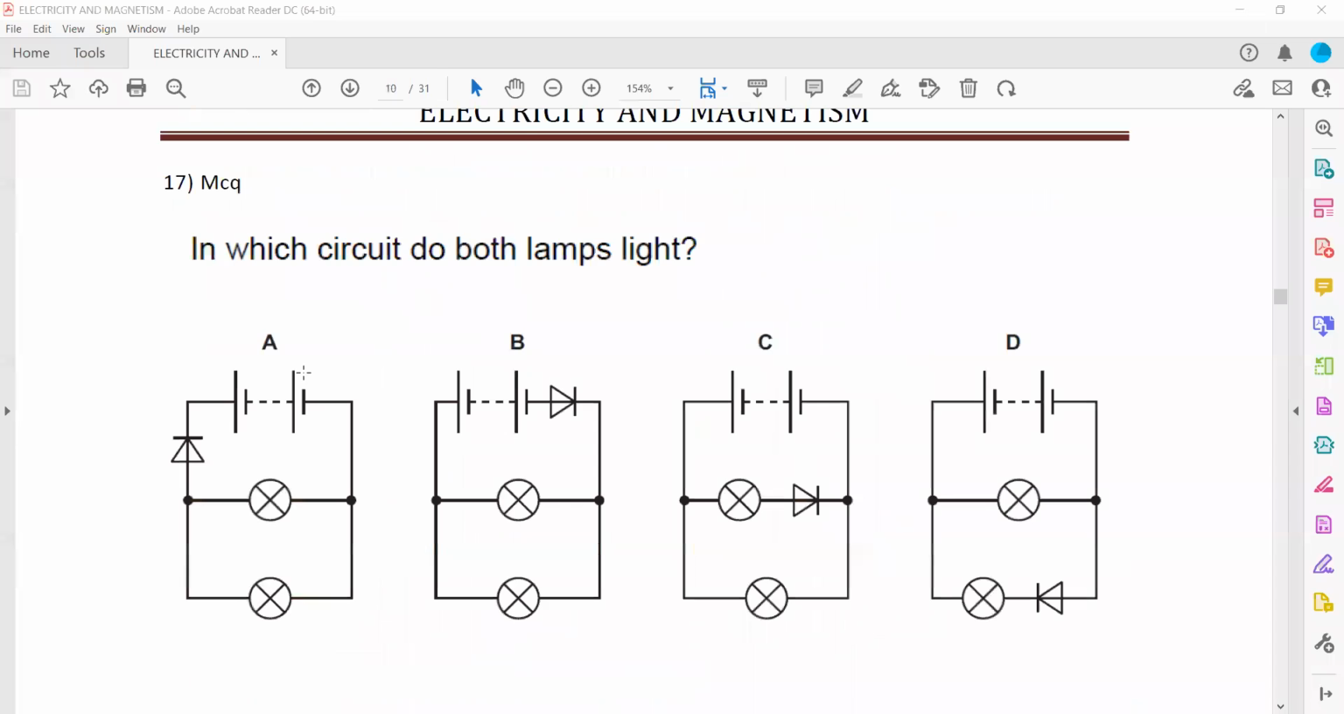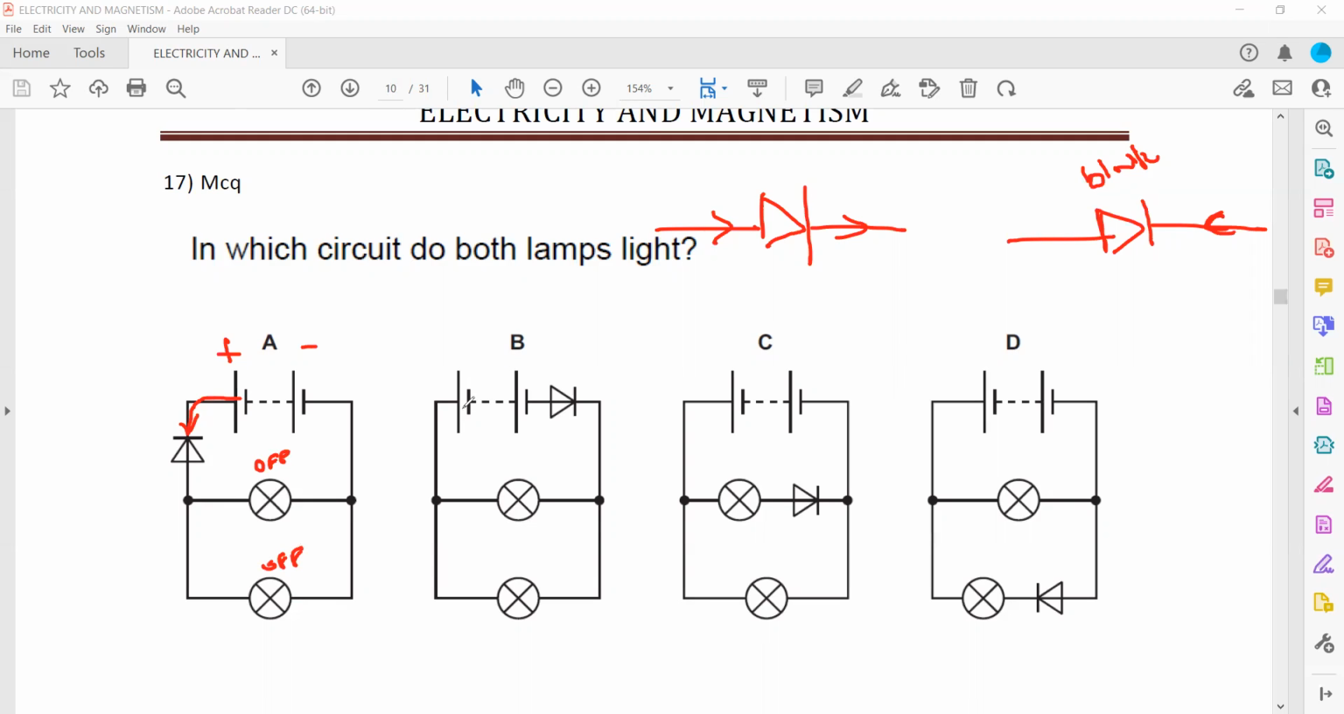In which circuit do both lamps light? So we have a diode. A diode allows the current to flow only in one direction. So when the current is coming from the side of the plate, it allows, but when it is from the opposite side, the diode will block, and does not allow the current to pass through. So conventional current is blocked here, so this lamp will be off. This will also be off.